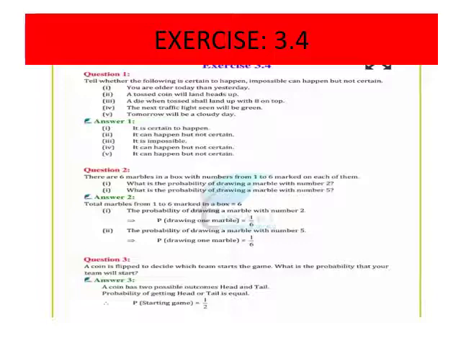The probability of getting a marble with number 5. Again, we have only one marble with number 5. So the probability is 1 by 6. Question number 3 is, a coin is flipped to decide which team starts the game. What is the probability that your team will start?